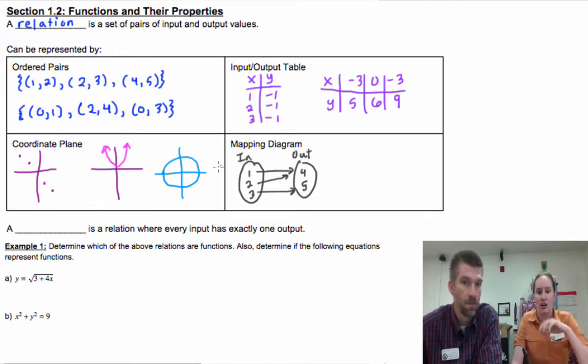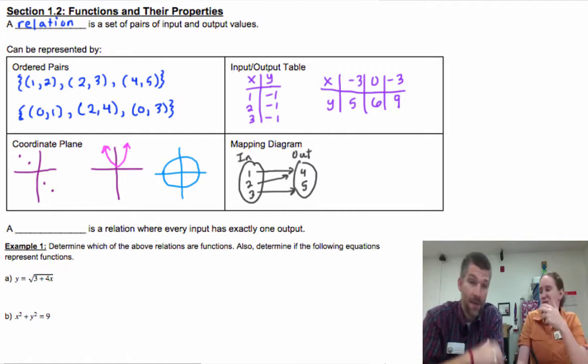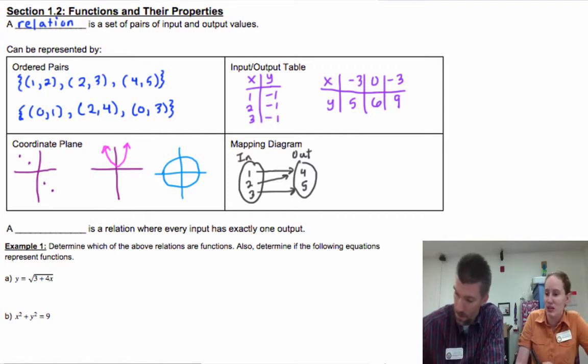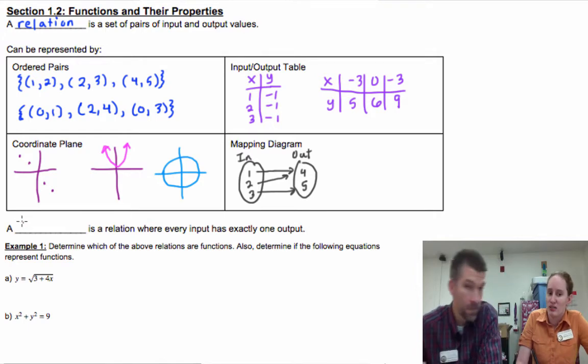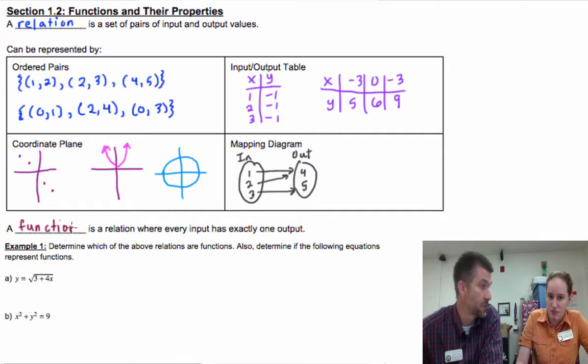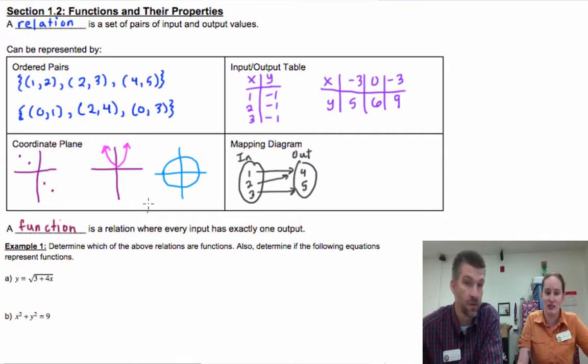Okay, now that we've got all these different ways of representing relations, there are specific kinds of relations that we really care about, and they are called functions. We're going to study functions pretty much until we study conic sections, and then they're not functions, they're just relations.